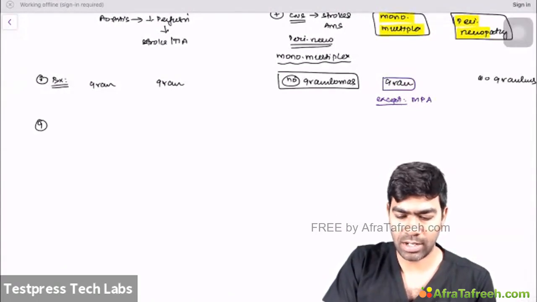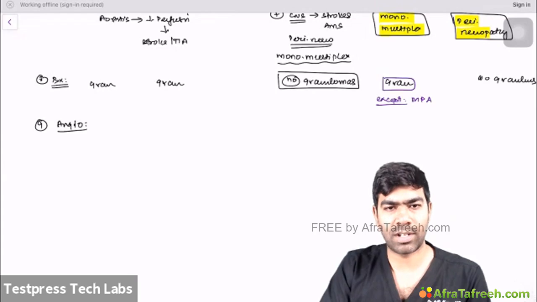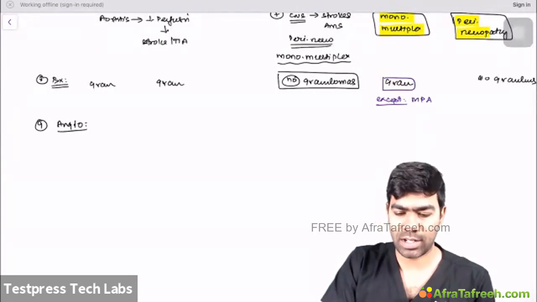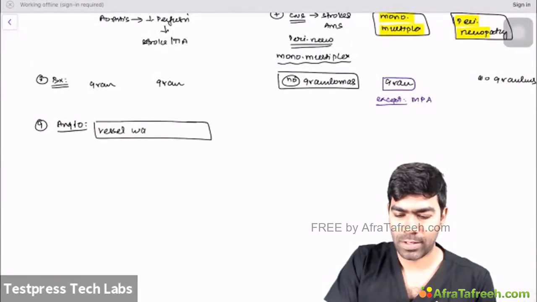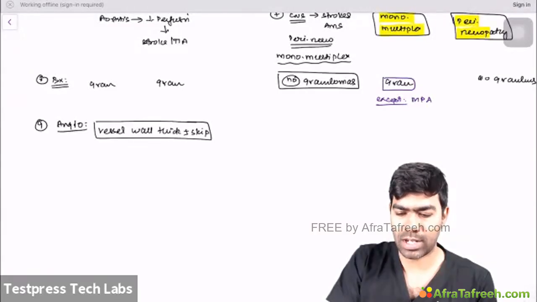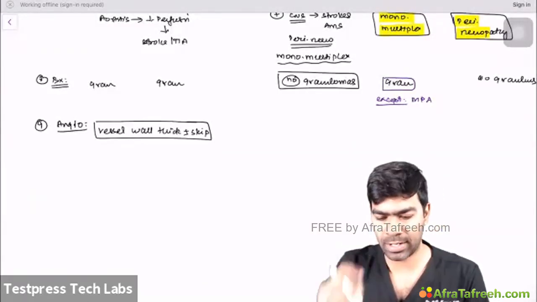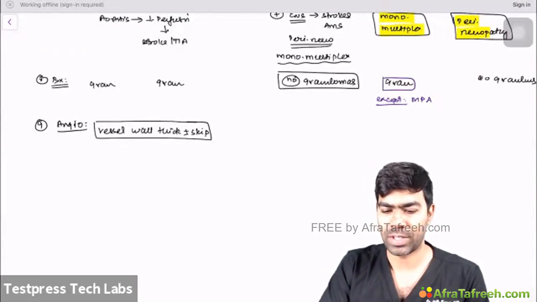And number 9 is the angiogram. You do a CT or an invasive angiogram, doesn't matter. Angiographic findings are extremely common. Typically in a large vessel vasculitis, you see vessel wall thickening, plus or minus skip areas. There are some areas which will be involved, some areas will not be. That will be the typical angiographic finding here. Either invasive or CT angiography, doesn't matter.